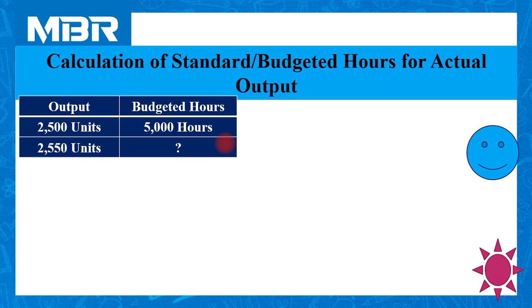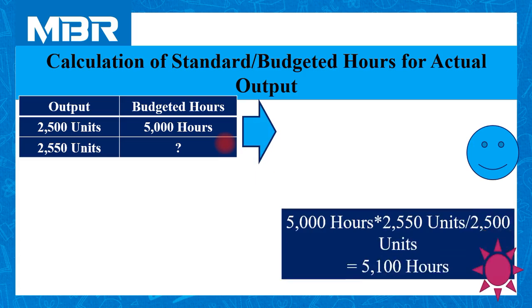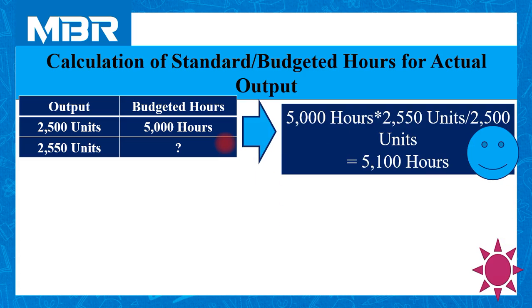When budgeted output was 2500 units, at that time we expected budgeted hours of 5000. Actually, the company has produced 2550 units. So, how many hours are required? With the help of a simple cross multiplication, we can easily calculate budgeted hours for actual output: 5100.